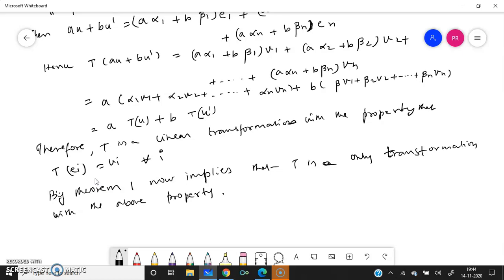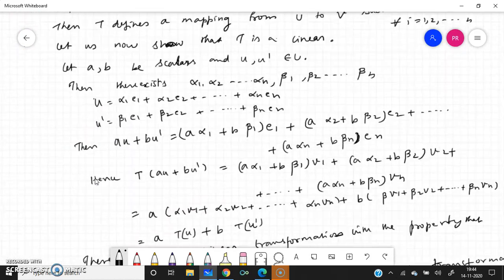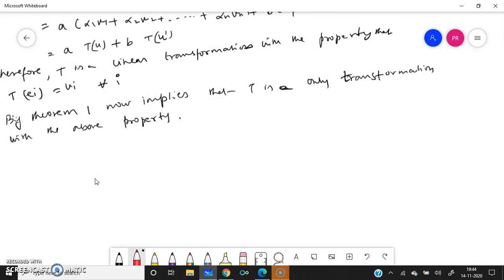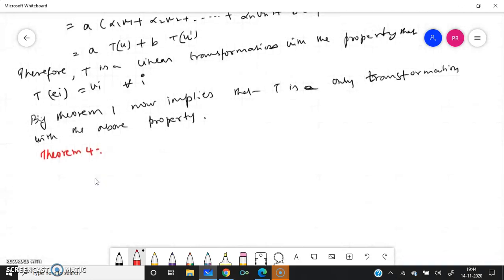So theorem 3 is complete. Now we will go to theorem 4. What is theorem 4?